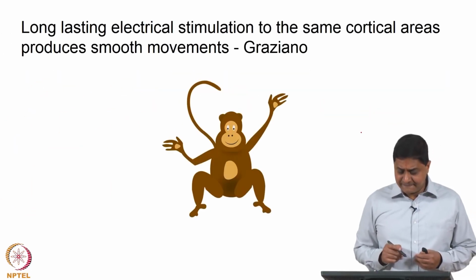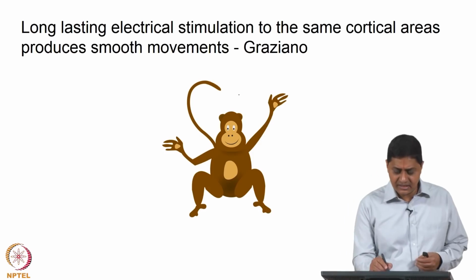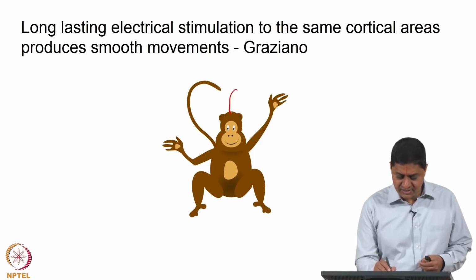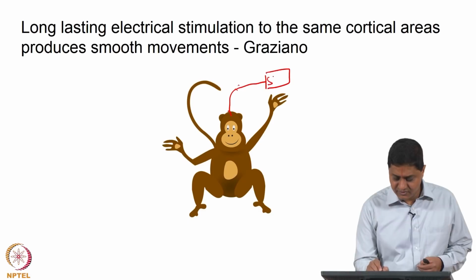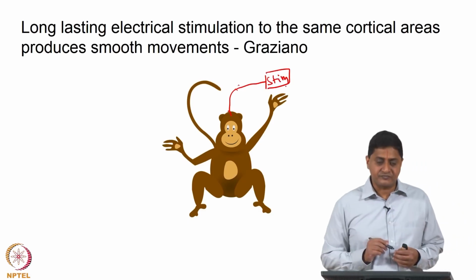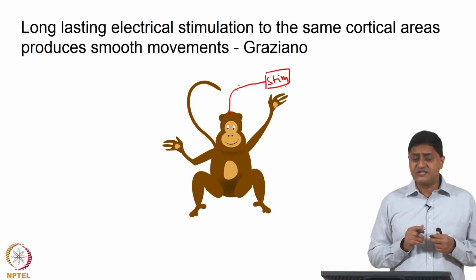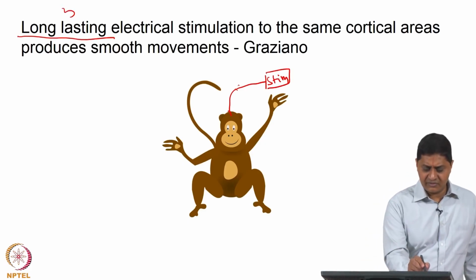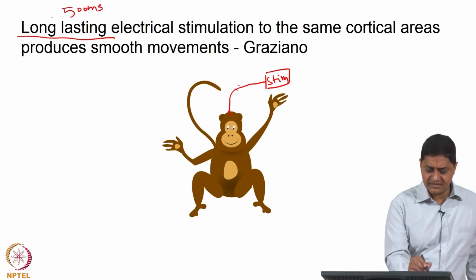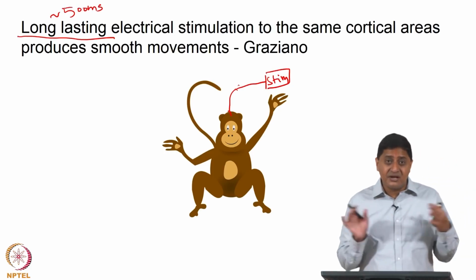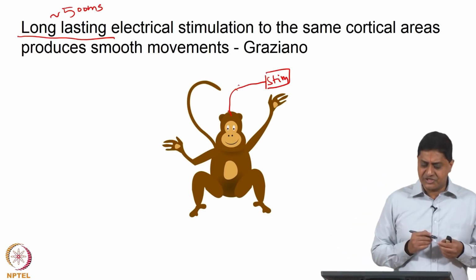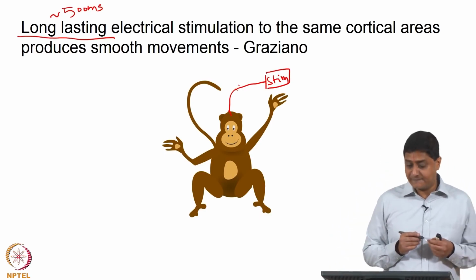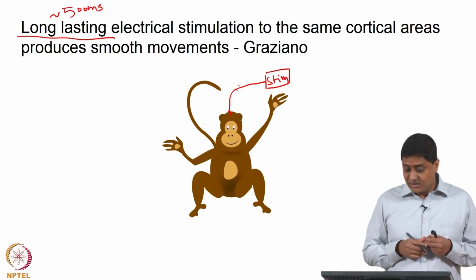So, suppose there is a monkey and this monkey is stimulated. There are implanted electrodes in the primary motor cortex, and that is being stimulated. The stimulation lasts for relatively long periods of time. We said what that means. This is about 500 milliseconds, much longer than the classical approach for stimulation. So, suppose that is happening. What is the result? How does the monkey behave?